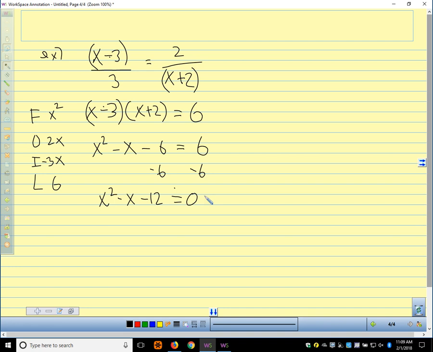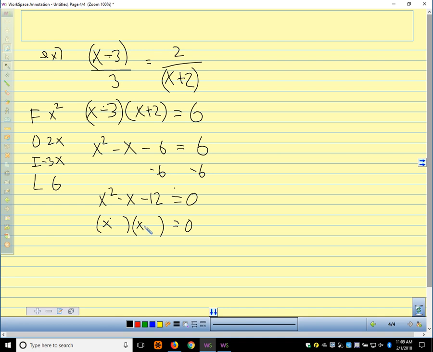Anytime you have an equation with an x squared, an x, and a number, and it equals 0, to solve it, we either have to factor, which we've done a lot in our algebra reviews, or we have to use the quadratic formula. This one factors nicely. We'll talk about the quadratic formula in just a second. So to factor, I need my two parentheses.